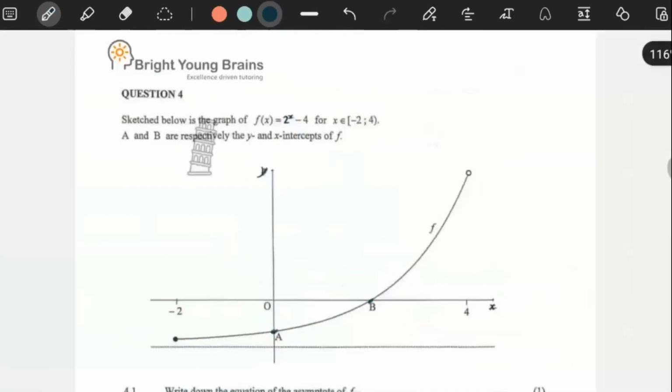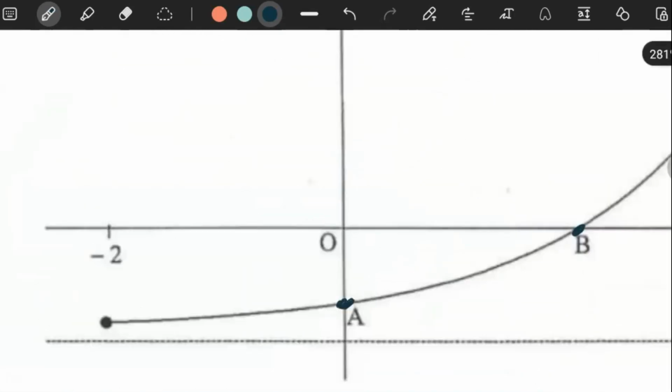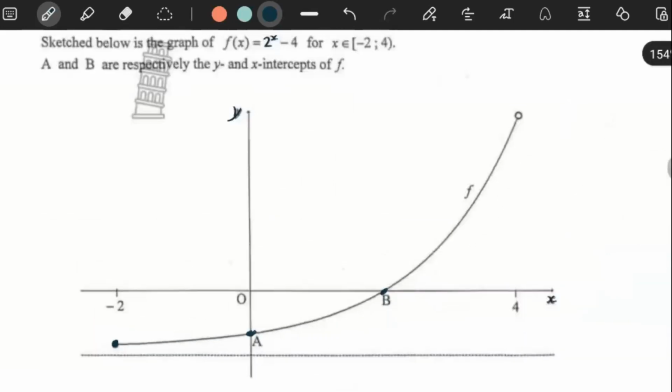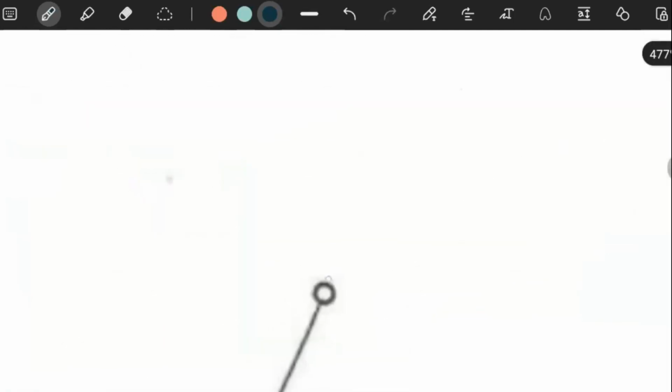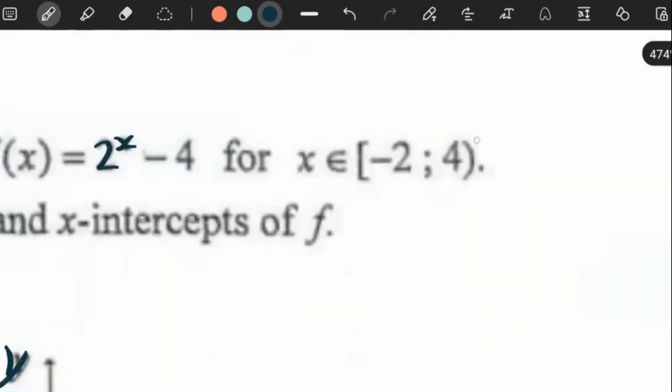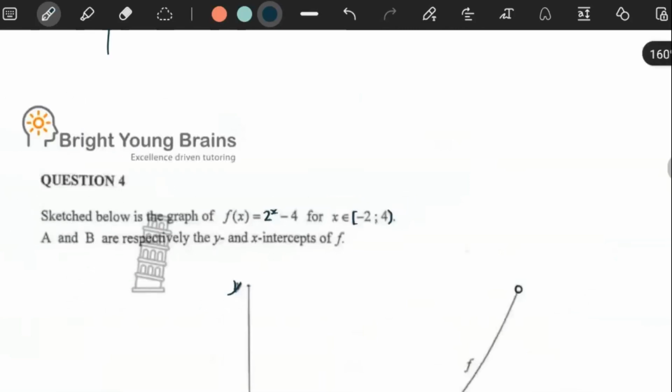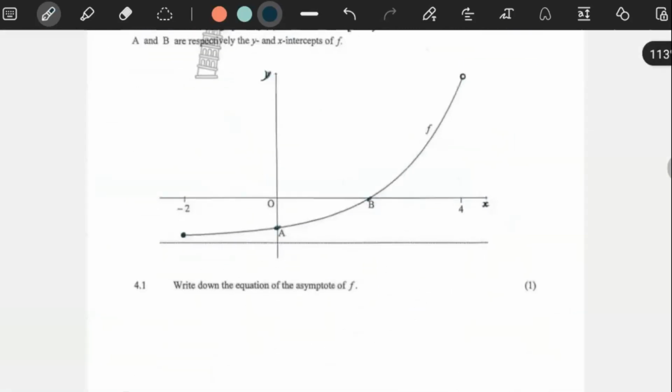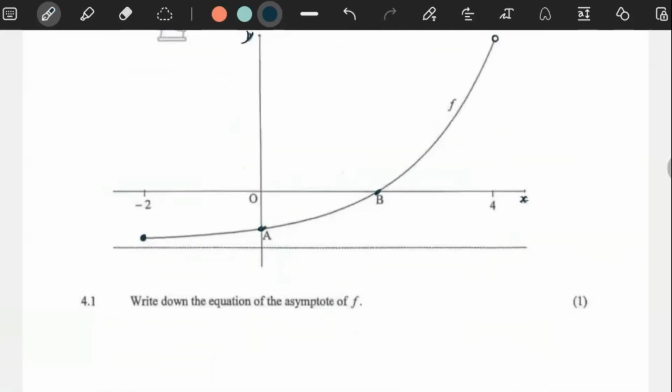Furthermore, it says that our exponential graph, we're only seeing it from -2 until 4. The -2 here has a colored in dot to show us that the graph does touch -2. This open dot at +4 is telling us that the graph will reach just before +4. Hence this bracket is round, and that bracket is square. This is saying the -2 is included, the +4 is not included. With all this information, they say write down the equation of the asymptote of f.